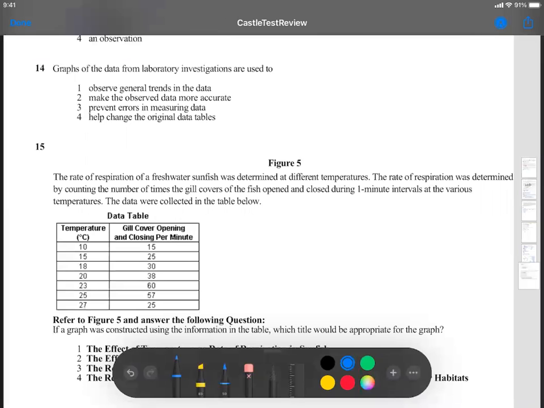What'd you get? For 15? Or 14, I'm sorry. This one right here. Right, I can't hear what Miles is saying. Can someone else hop in?